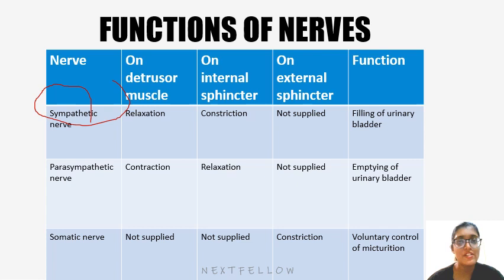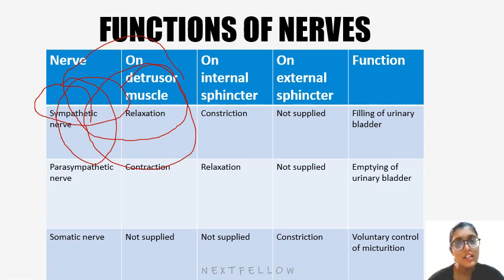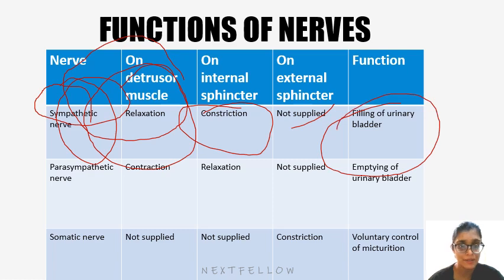So coming to micturition, the sympathetic nervous system causes filling of the bladder. It prevents micturition. So it will cause relaxation of the detrusor muscle and it will cause constriction of the internal sphincter. The external sphincter is not supplied by the sympathetic plexus. The function of the sympathetic plexus is filling of the urinary bladder.